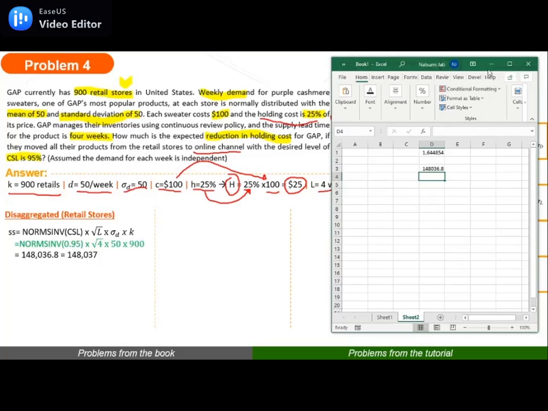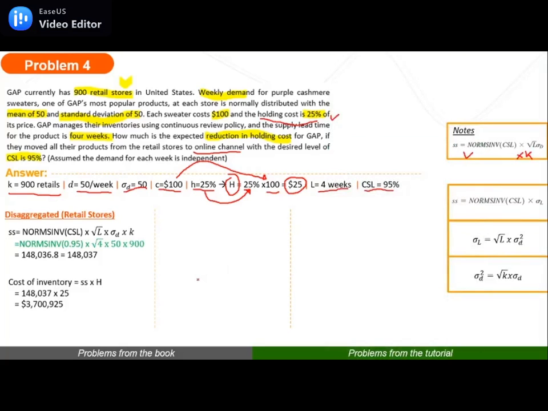Then we compute the cost, that is just the safety stock times the holding cost, that is $25, and the cost of inventory when we use the 900 retail stores is 6,700,925, and then we compute when we use aggregated, or online channel.